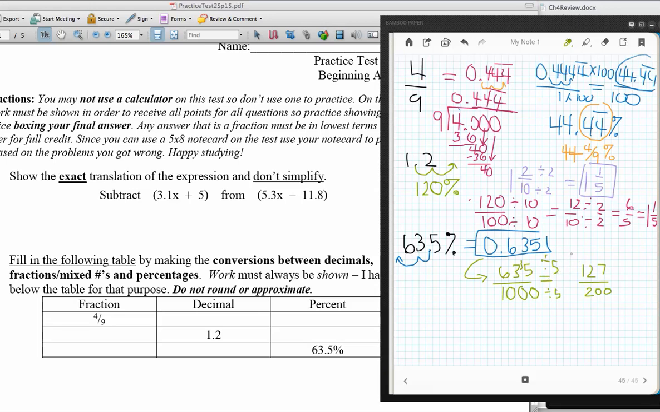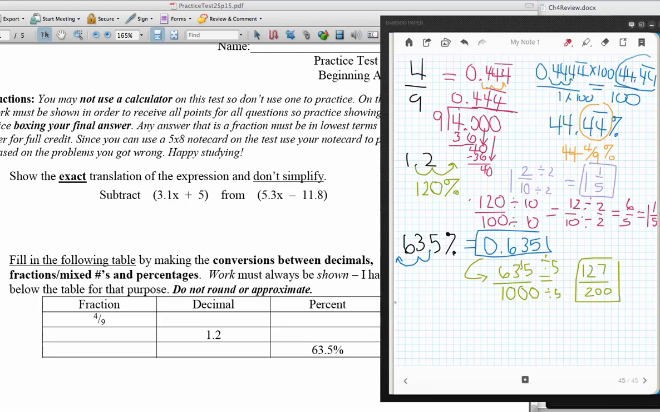Okay. Now I can look at this and I can go, well, this 200 only has factors of 2 and 5 in it. And there are no 2's or 5's here, so I know that that is reduced as much as possible. So that would be my answer. Now, as I said, this isn't the only way to do this problem.